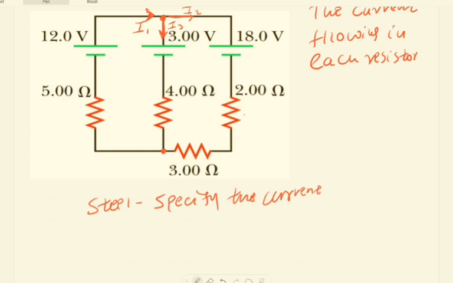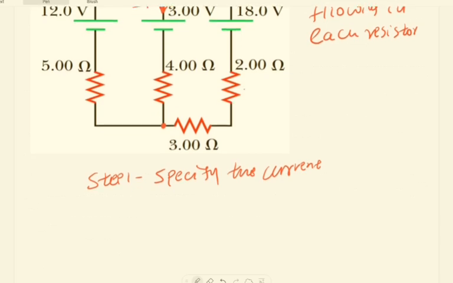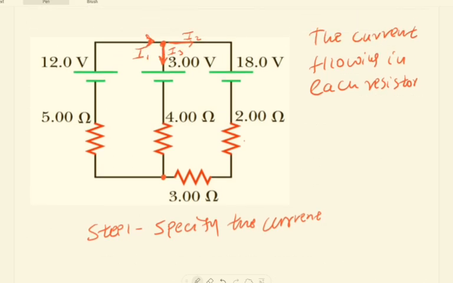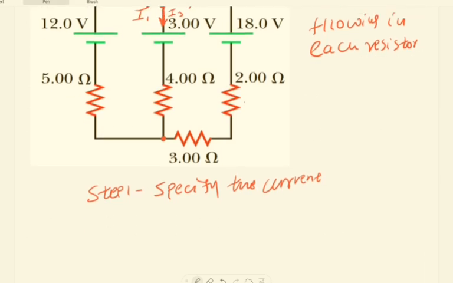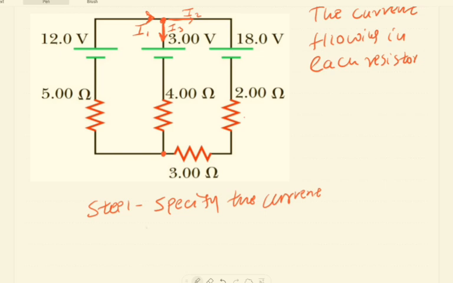From Kirchhoff's first law, the sum of the current flowing into a junction point should be equal to the sum of the current flowing out of a junction point. That being said, from this given diagram, we can specify that I1 is equivalent to I2 plus I3. Now we have one equation.